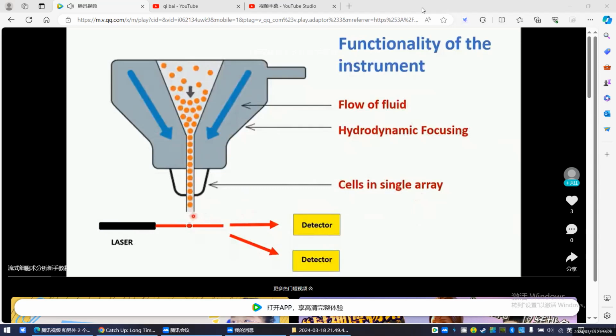Now, these single cells will reach a stage where on my left side I am having a laser. The laser will put some light on this cell. The cell will interact with this light, and this interaction is detected by different detectors. So till now, in the first step of the principle, what we have learned is that flow cytometry is doing nothing but creating a single array of cells which are interacting with the laser one by one.